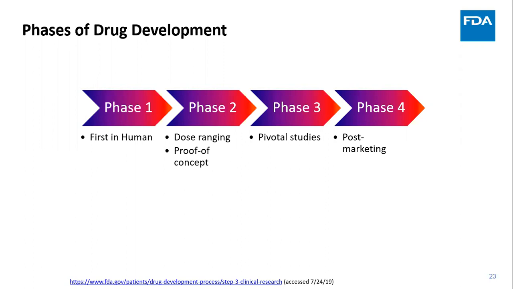Phase two studies evaluate a range of dosages and evaluate the efficacy of the drug. Phase three studies are generally larger and are the pivotal studies that help evaluate the efficacy and safety of the drug in a group of patients with the disease. Phase four studies are completed after the drug is approved and collect additional post-marketing information about a drug.